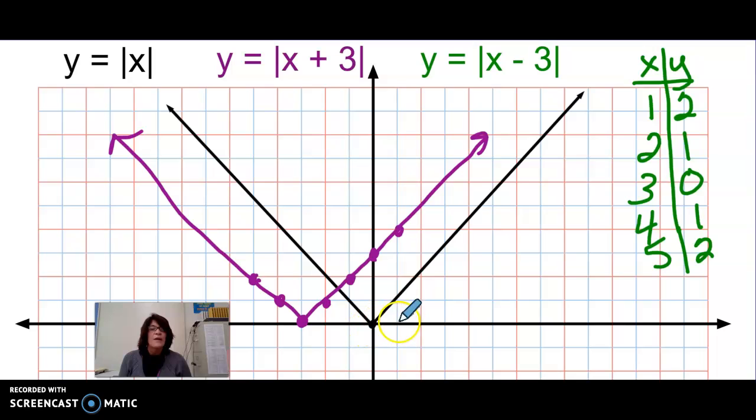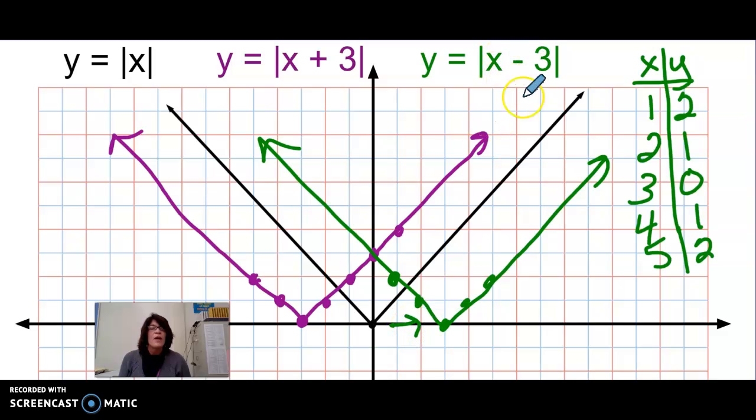Let's just check this out. 1 gave me 2. 2 gave me 1. 3 gave me 0. 4 gave me 1. And 5 gave me 2. I see the V. And we're right. It was shifted to the right. Subtracting 3 shifted it to the right 3. When it's subtraction, I kind of think left, but no, it went to the right.